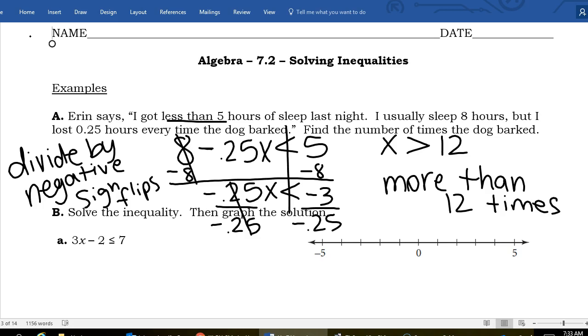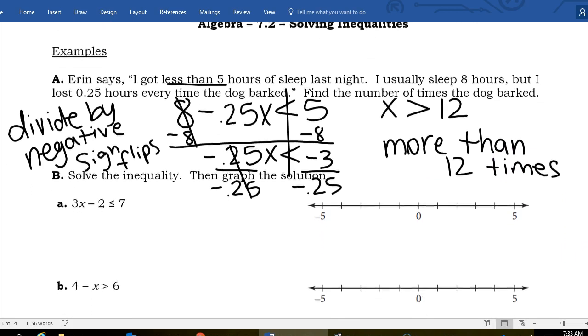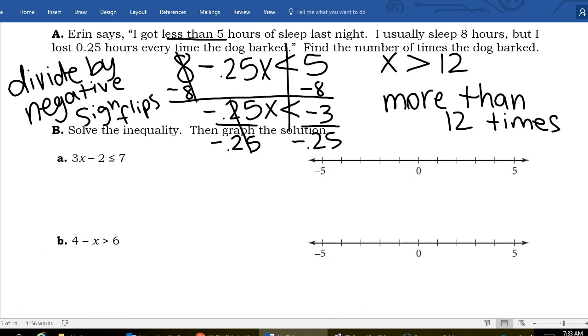Letter B says solve the inequality, then graph the solution. So the first one I have here is 3x minus 2 is less than or equal to 7. We're going to solve this the same way we would solve an equality. I'm going to start by adding 2 to both sides. That gives me 3x, still less than or equal to, the sign we had stays the same, and now 7 plus 2 is 9. Second step is just like an equality. We're going to divide both sides by 3. We're dividing by a positive number, so our sign stays the same. So our final answer is x is less than or equal to 3.